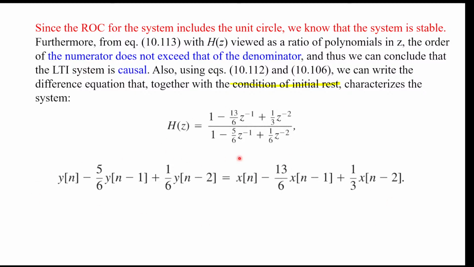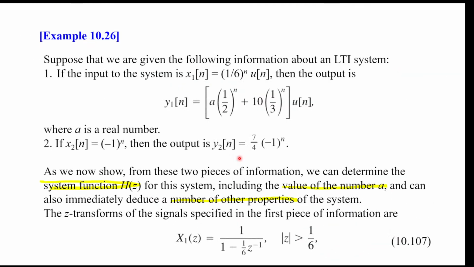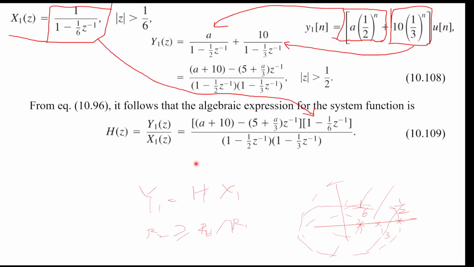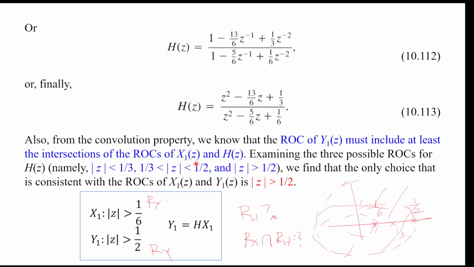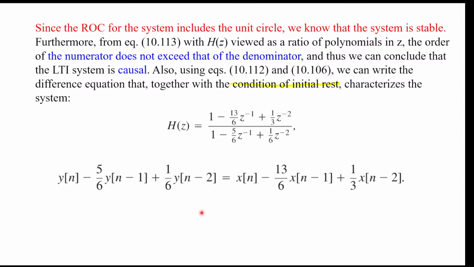Okay, so from those two conditions, we derive the whole system function and determine its properties, and also write down the difference equation that will give you this system. So this difference equation with the condition of initial rest will give us this system.